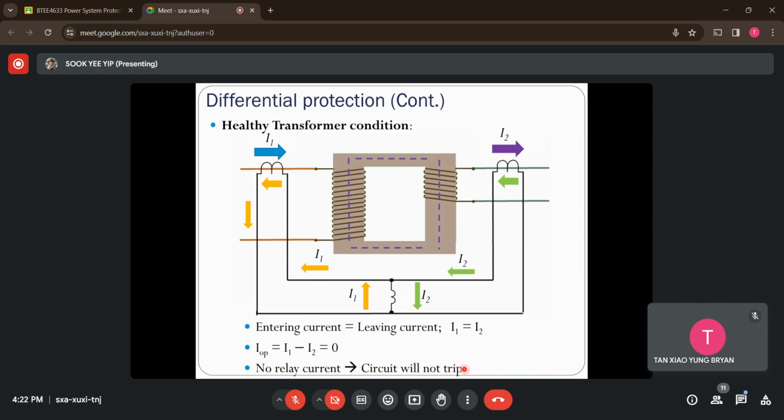All right, so now what happens if I have a healthy transformer, which means no fault at all in the transformer? The measured entering current I1 and the leaving current I2 will be equivalent to each other. So this means that there is no differential current. You can see I1 is flowing up, I2 is flowing down with the same magnitude, which means that they cancel out. So there is no current flowing through the relay operating coil, which means that it's not being magnetized. Under this situation, the differential relay recognizes no fault in the transformer. So it will not work. So it will not trip this transformer.